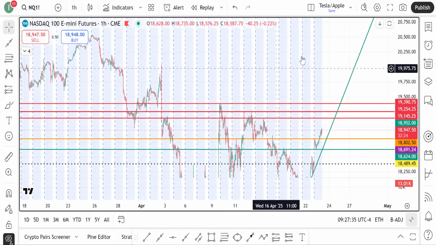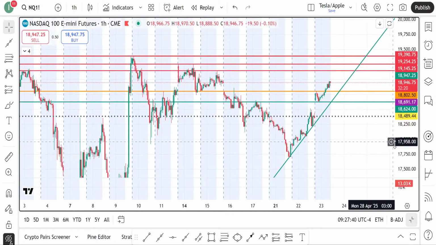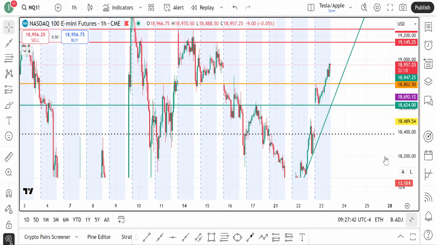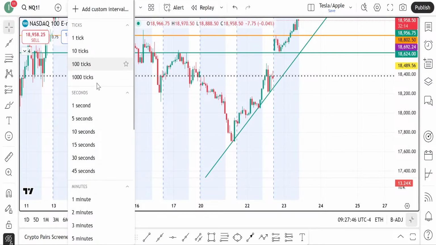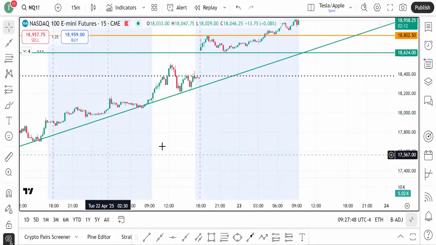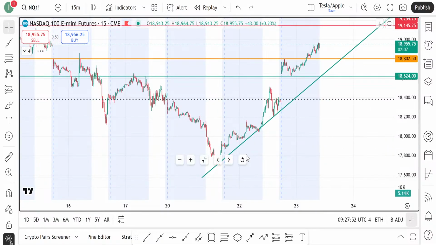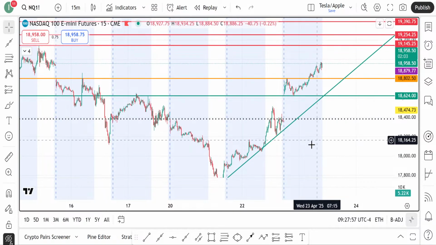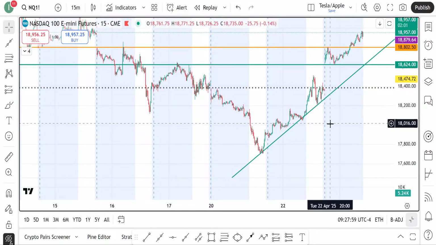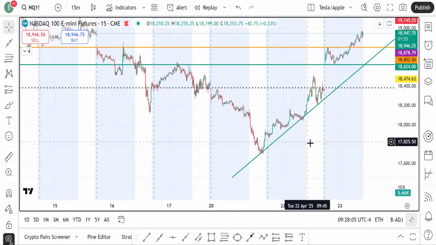All right, so I'm not gonna mark that one because we already broke that area of resistance. So we're just gonna leave it like this. And let's go down to the 15 real quick. Just want to try to clean this up a bit. That actually looks pretty good. So we can just leave that like that.